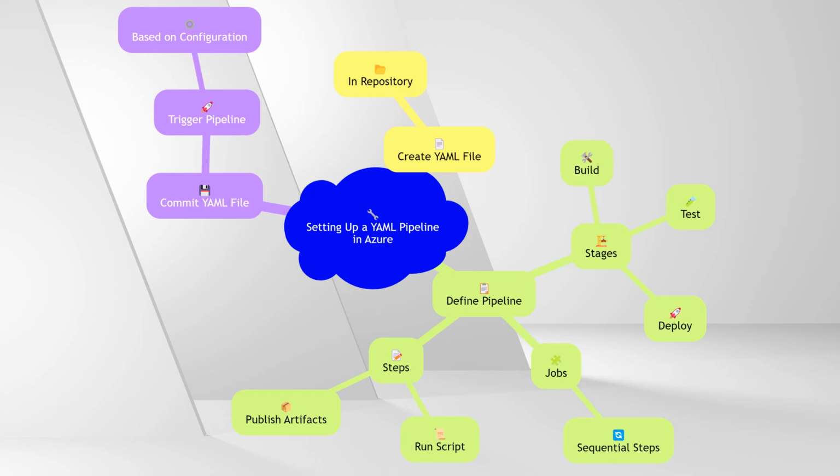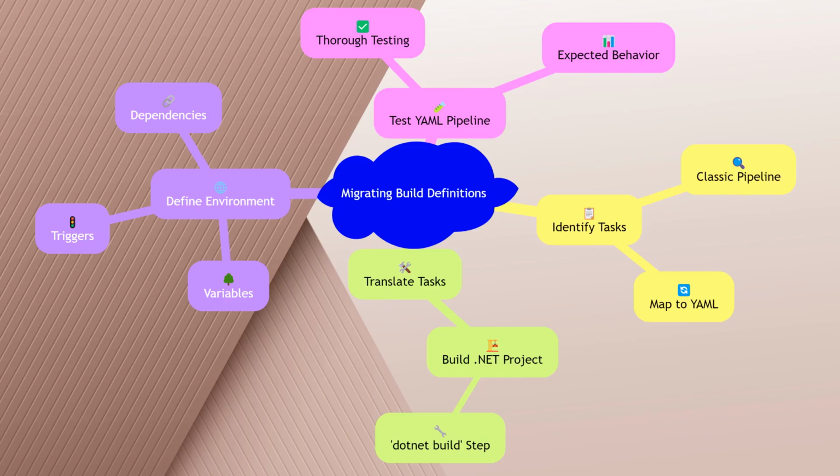configuration. Migrating build definitions from Classic to YAML involves translating the tasks and phases defined in the Classic pipeline into YAML syntax. Start by identifying the tasks in the Classic pipeline and mapping them to their YAML equivalents. For example, a task to build a .NET project in Classic can be translated to a .NET build step in YAML. Ensure that all necessary environment variables, triggers, and dependencies are correctly defined in the YAML file. Testing the YAML pipeline thoroughly is crucial to ensure it behaves as expected.